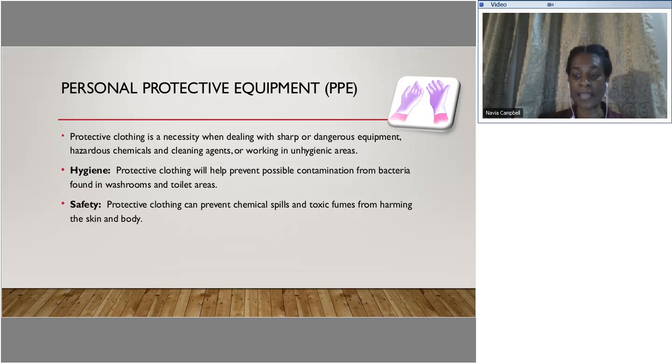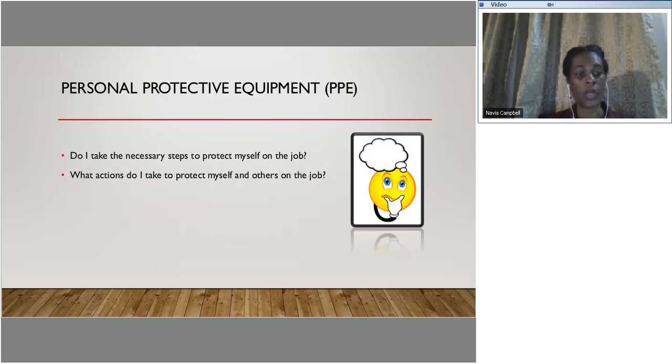Go ahead, ask yourself these questions. One, do I take the necessary steps to protect myself on the job? If you answer yes, go ahead, answer question two. What action do I take to protect myself and others on the job? Think about it.